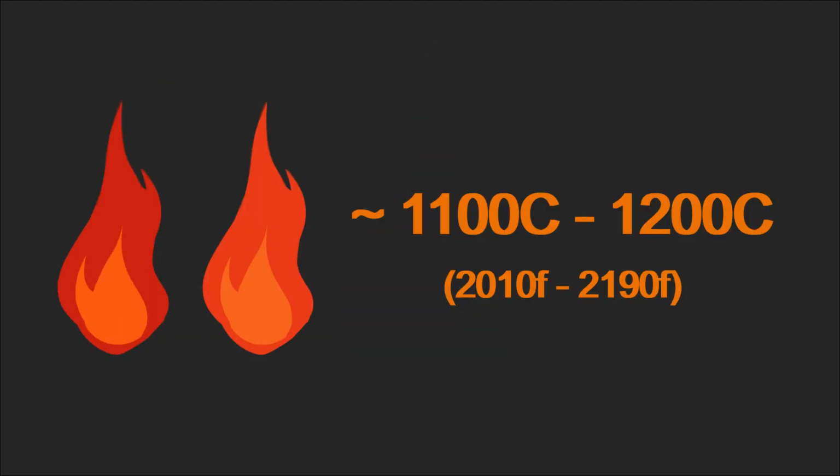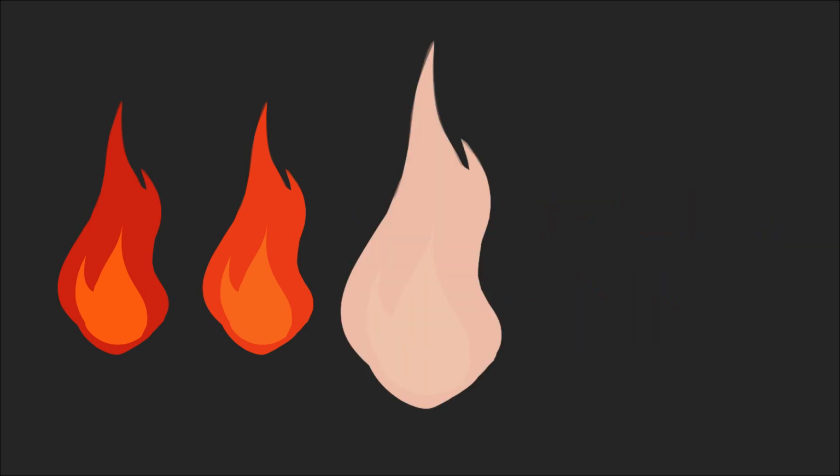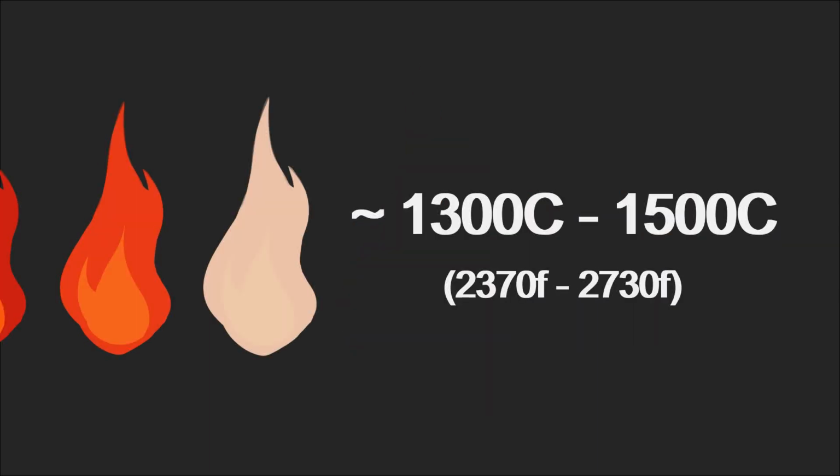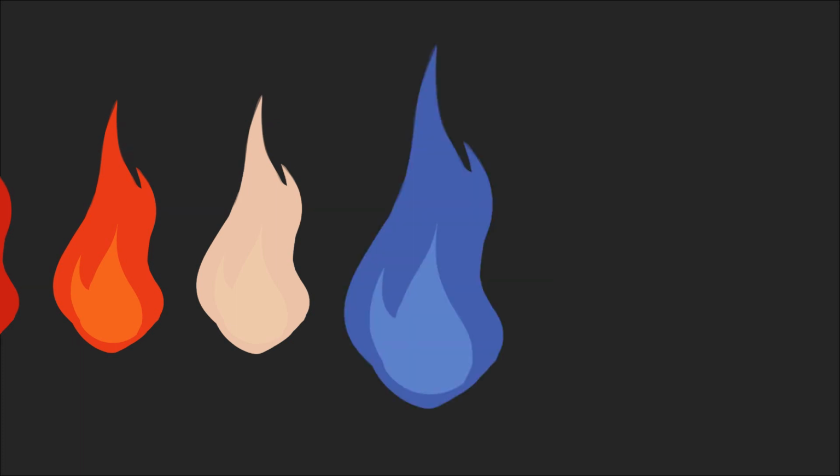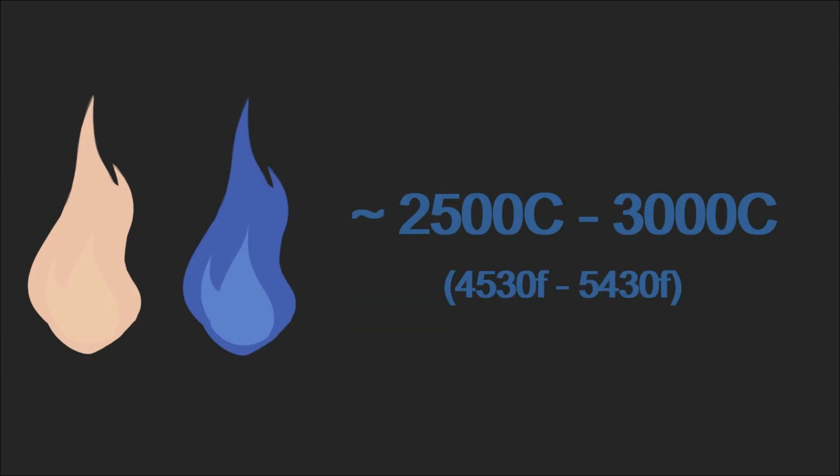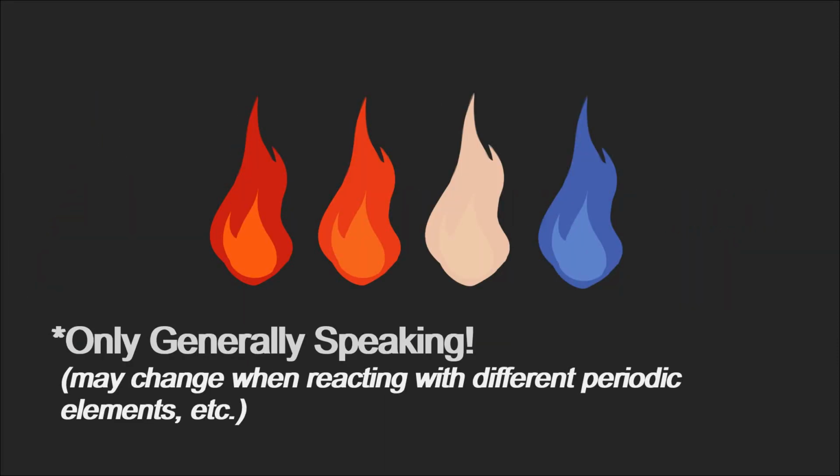Next is orange, which goes about 1100 degrees to 1200 degrees. In the 1300 degree to 1500 degree range are white flames. Then finally the hottest are blue or blue-based flames that go from 2500 degrees to 3000 degrees. This is only generally speaking, and there are exceptions.